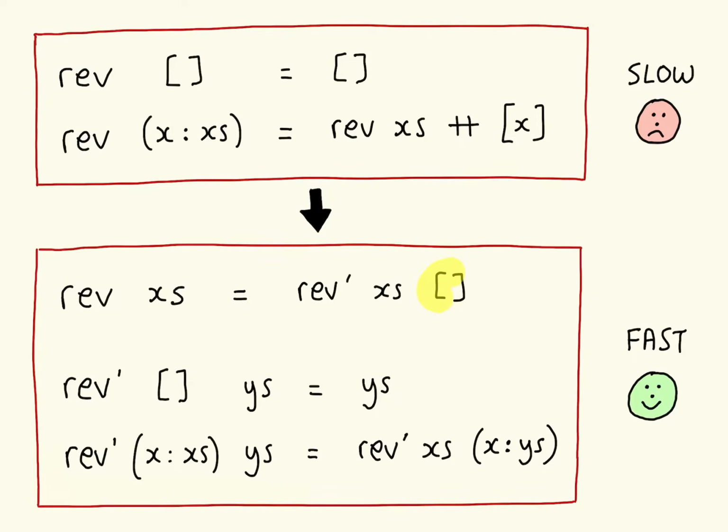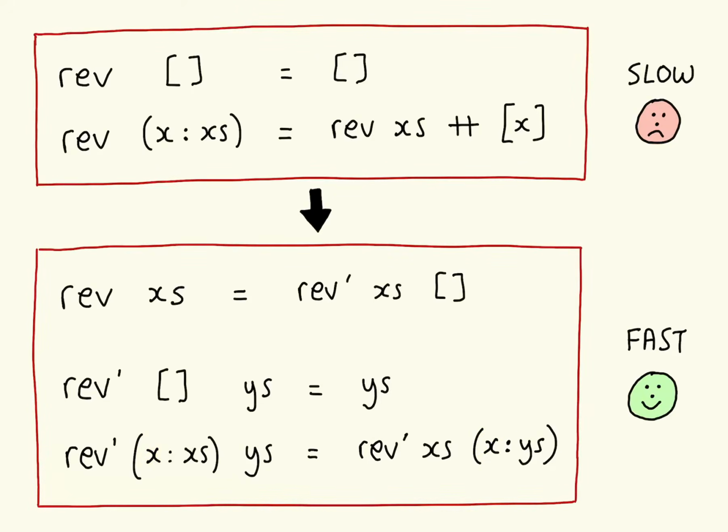And the trick that was used is that it's defined in terms of an auxiliary function, rev prime, and what rev prime does is it takes an extra list as a parameter. And this extra list is going to be used to accumulate the reverse of the input list. So as I've highlighted here in yellow, initially the accumulator is going to be empty, and then as the rev prime function progresses, it's going to successively take the first value in the input list, and put that onto the accumulator on the right hand side.